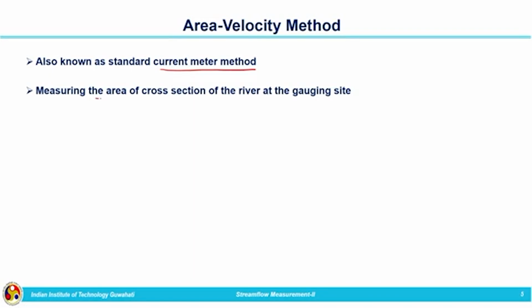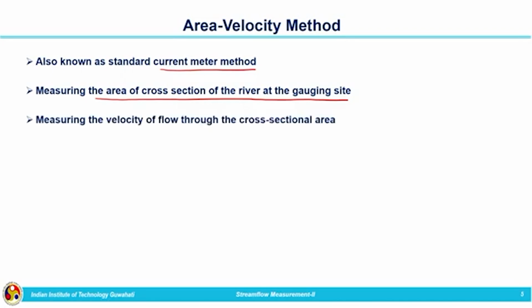So, measuring the area of cross section of the river at the gauging site is required. In the case of measurement of area also, we are not going to directly measure the area. Water levels or stage at different locations across the cross section will be measured, and the corresponding width also will be measured. Based on that, we need to calculate the area of cross section, and measuring velocity through each cross section will be done by using a current meter.